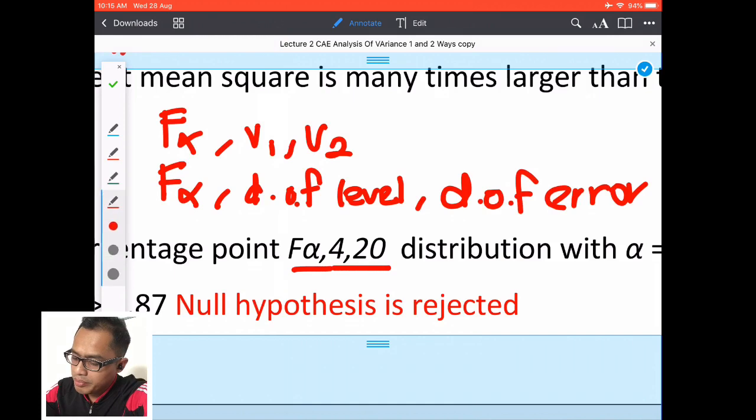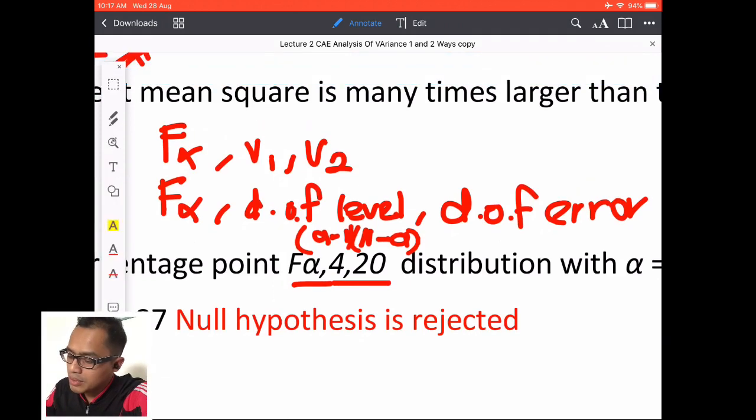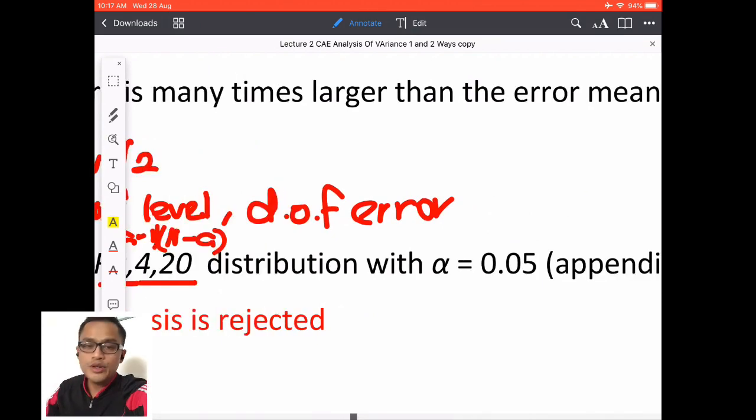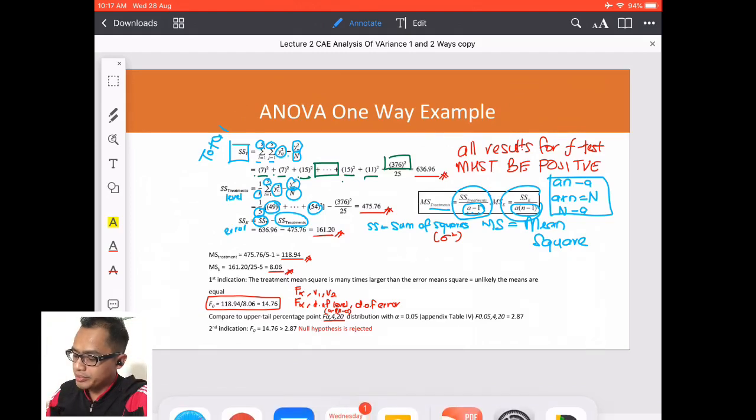This is from A minus 1. This one is for N minus A. From the values that we have calculated just now. Okay? So 4 and 20. So what we should do with this, let's say alpha is, what is our alpha there? 0.05 or 5%. So we need to take a look at the statistic table.